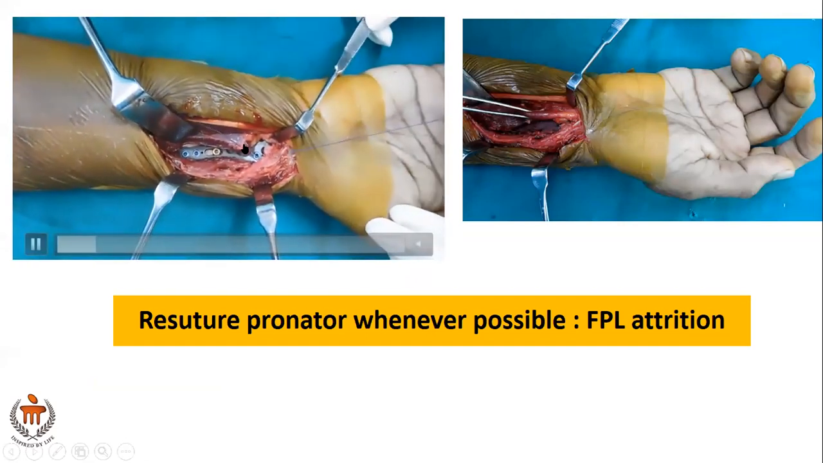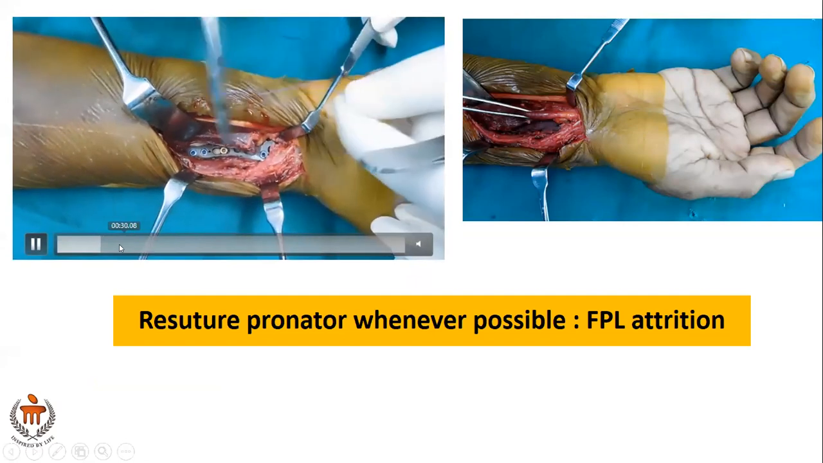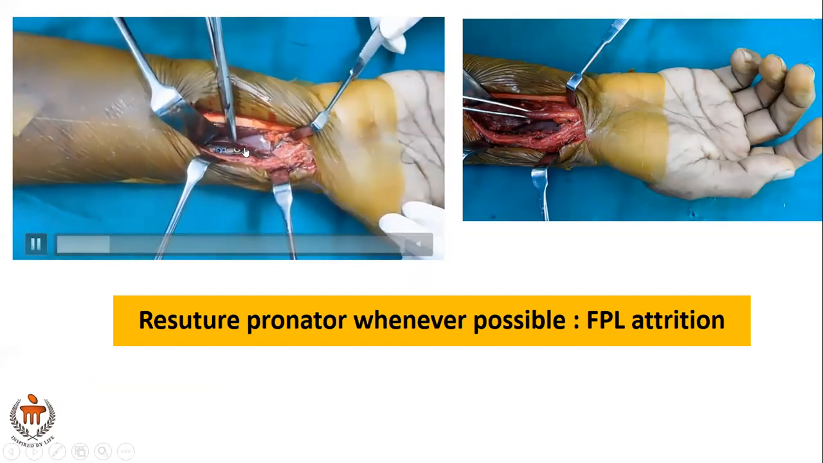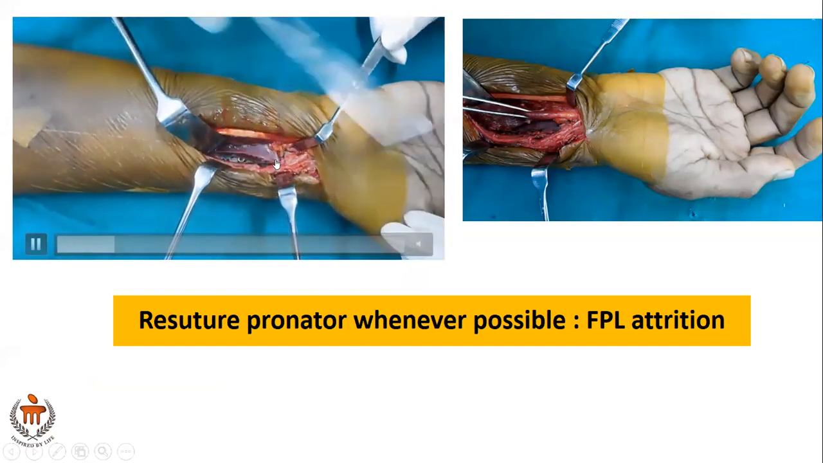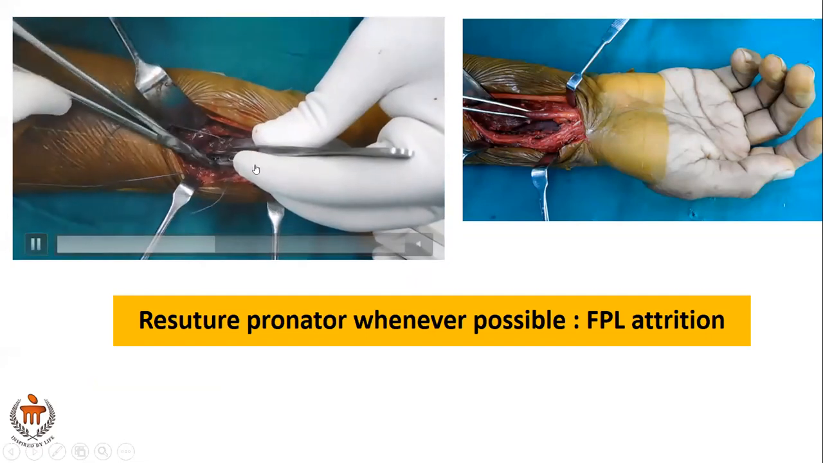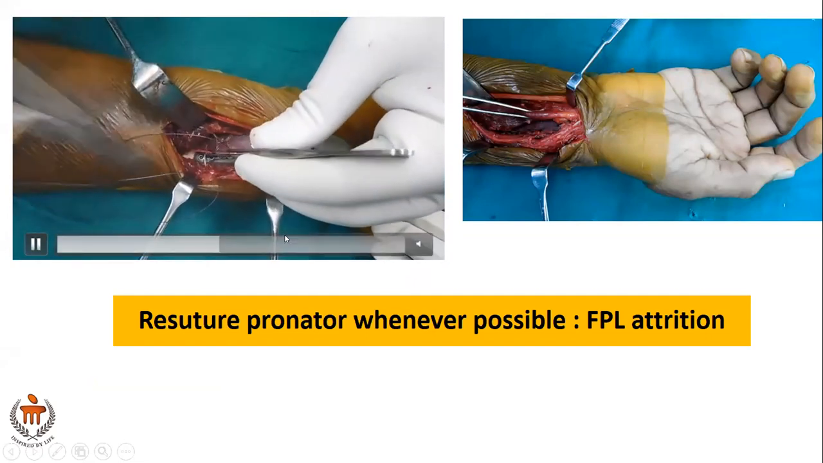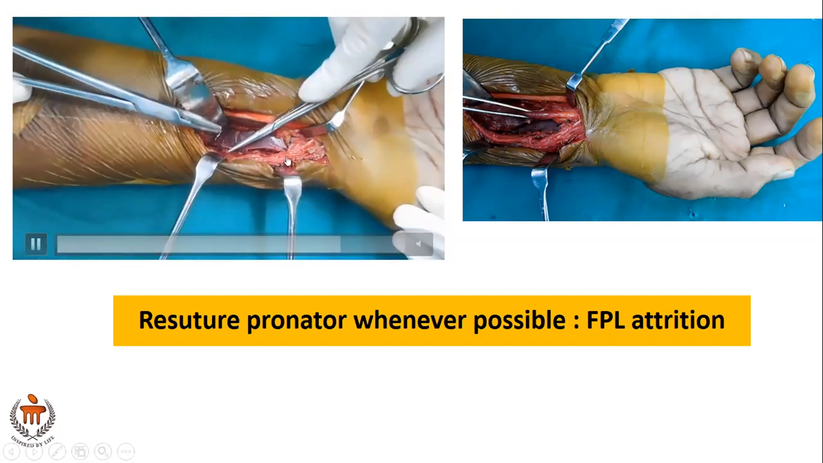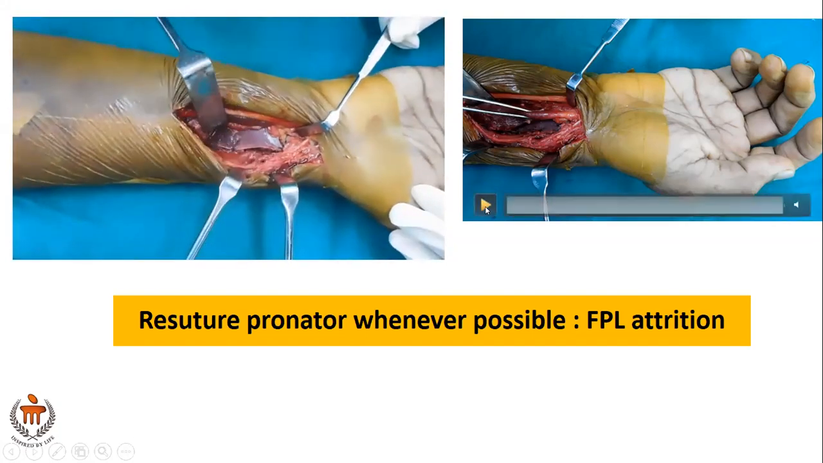And a lot of times it might be difficult to close the pronator quadratus. One of the basic mechanisms you use is the creep phenomenon, where you try to put in a knot there, wait for some time so that the muscle relaxes, and then maybe it becomes much easier for you to suture the entire muscle tissue. So it's very important that this edge should be closed as much as possible.